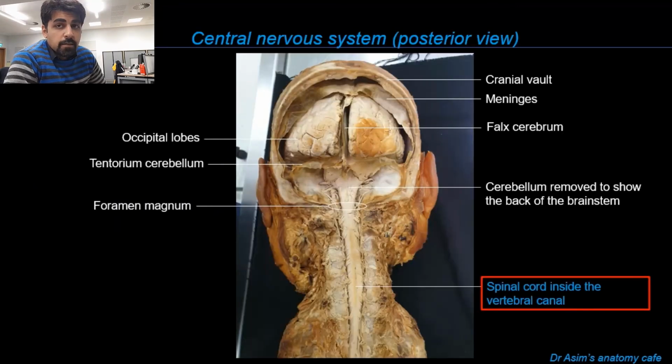Now let's see where the brain and the spinal cord are situated. For that, let's take the help of a prosection. What you can see over here is a prosection which shows the posterior view of the central nervous system, including the brain at the top over here and the spinal cord down below here.